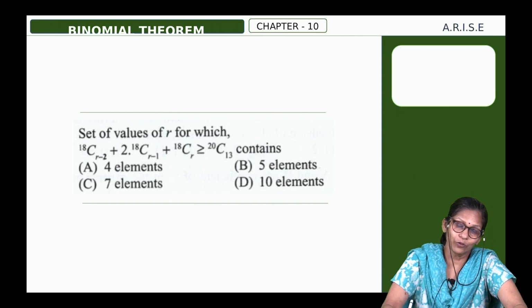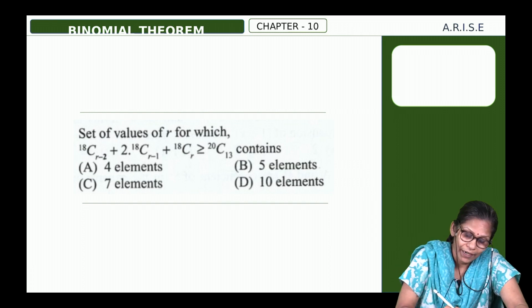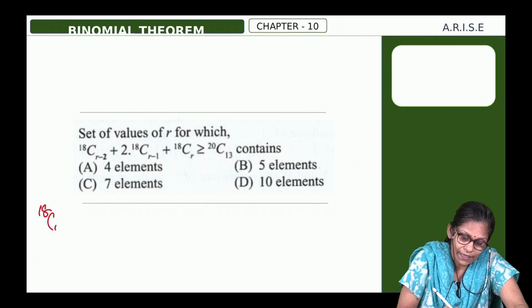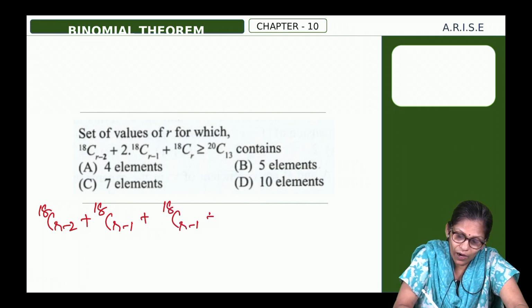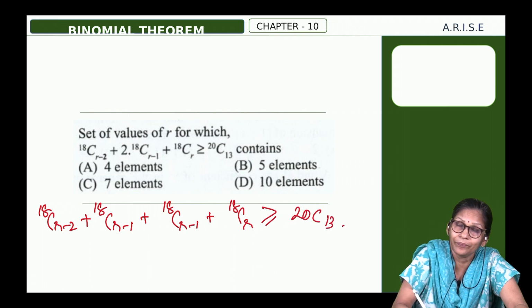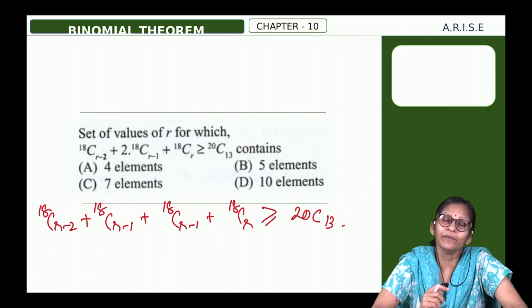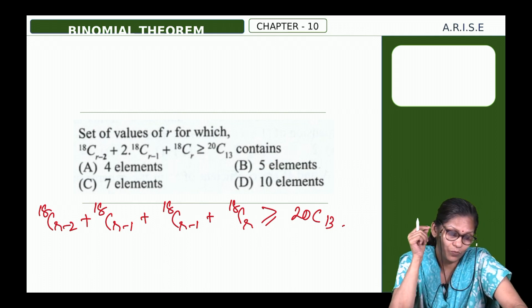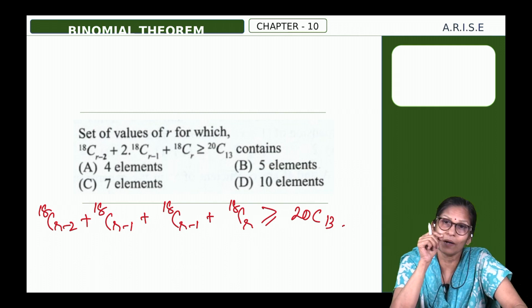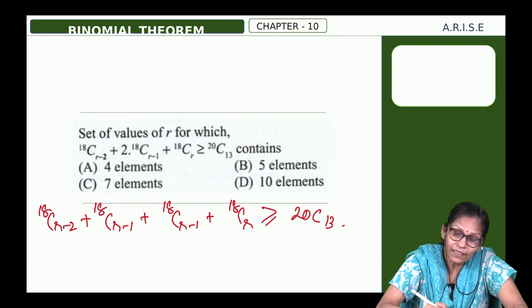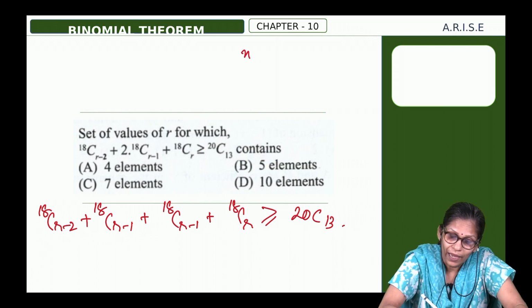Now, the set of values for which this holds. Look at this: 18CR minus 2 plus 2 times this, I can write as 2 different terms, plus 18CR minus 1 plus 18CR is greater than or equal to 20C13. Now, see this, you must have studied this in combinations. What is 18CR minus 2 plus 18CR minus 1? This is the result that you should remember.